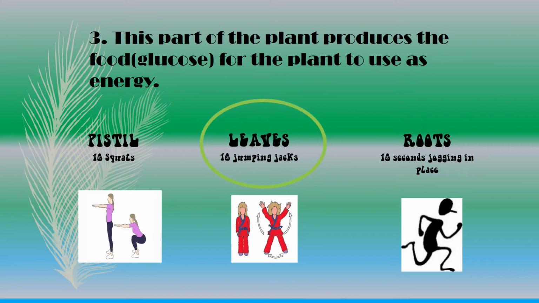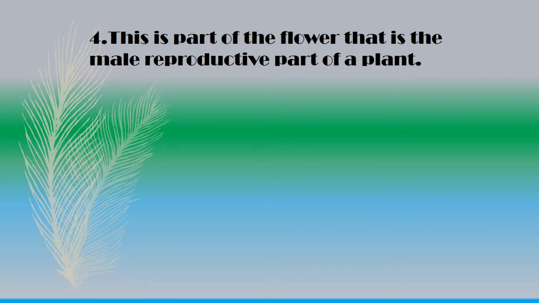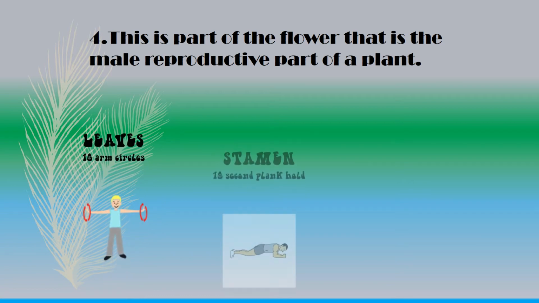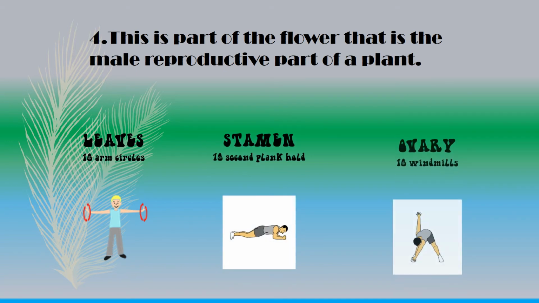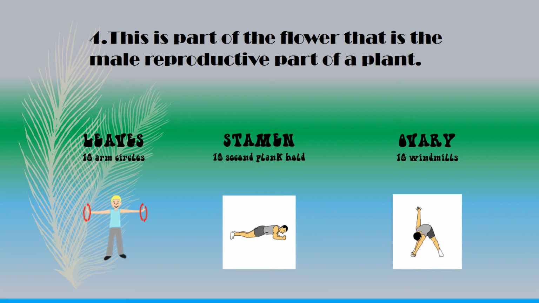Let's move on. Question number 4. This is the part of the flower that is the male reproductive part of the plant. Is that leaves? If so, do 10 arm circles. Is that the stamen? If so, do 10-second plank hold. Is it the ovary? If so, do 10 windmills. Pause the video and hit play when you're done exercising. You should have done a 10-second plank hold. The stamen is the male reproductive part of a plant.